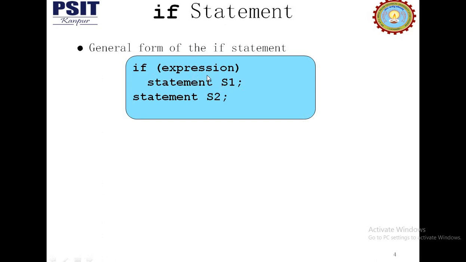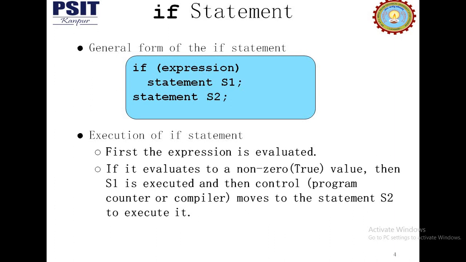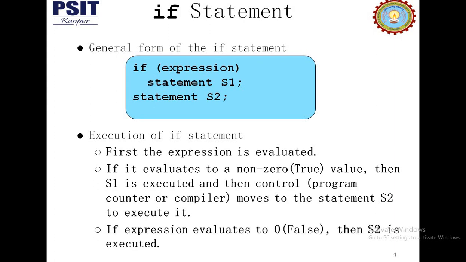So we say that S1 is dependent upon the if condition, and we also say that S1 is within the body of if, right, because it is a single statement, so we don't have to write any pair of curly braces. Statement S2 is within the program but it is out of the body of if. So whether this expression is true or false, S2 will execute. So first the expression is evaluated, then based upon the expression, S1 will execute, but S2 will execute ultimately, right?